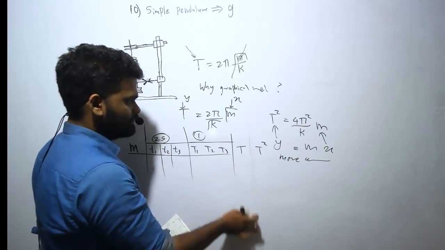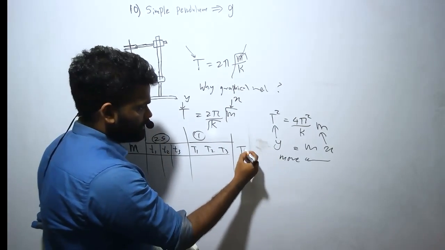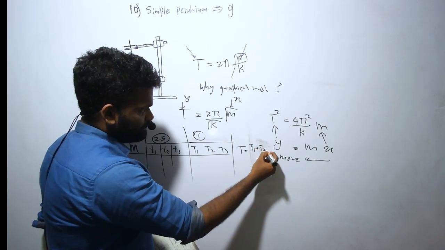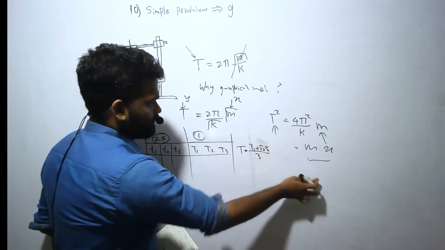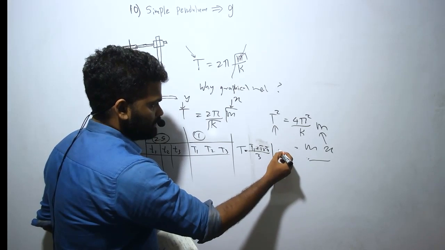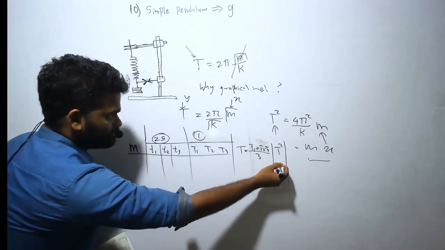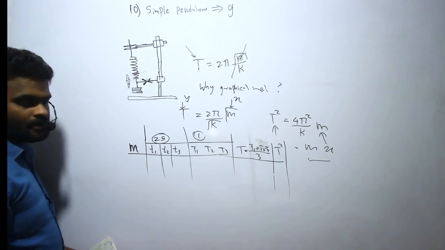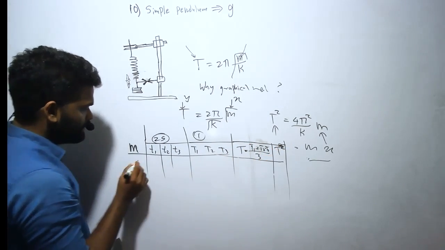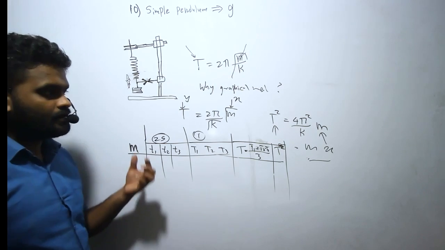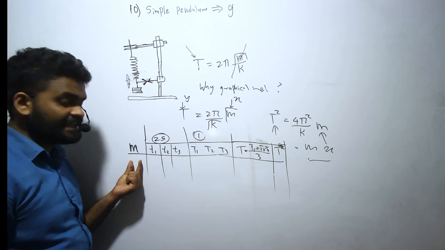If you want, you can write this with me. T equals (T1 + T2 + T3) divided by 3. Then you need to get T squared. So likewise, all you have to do is just increase the mass.